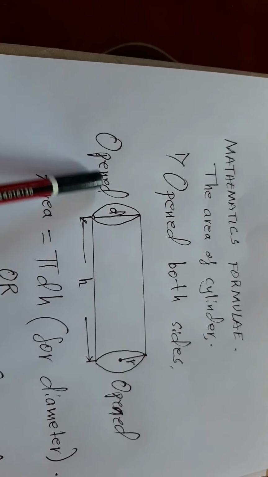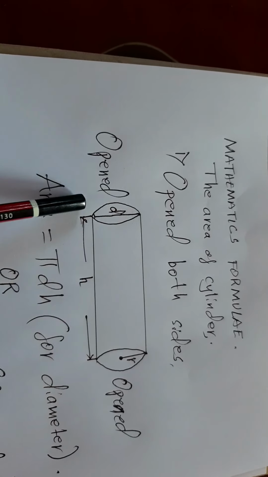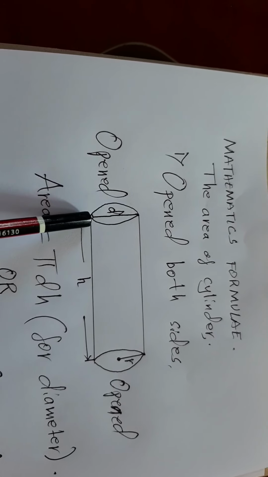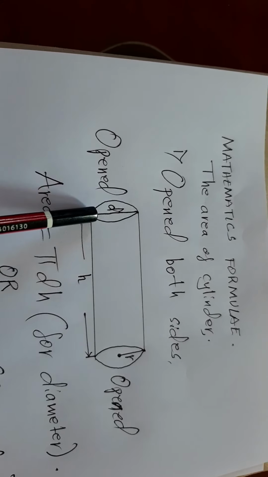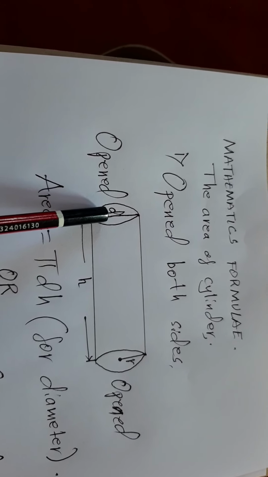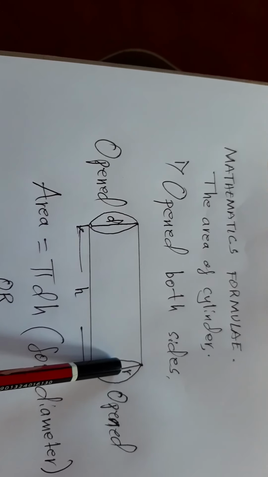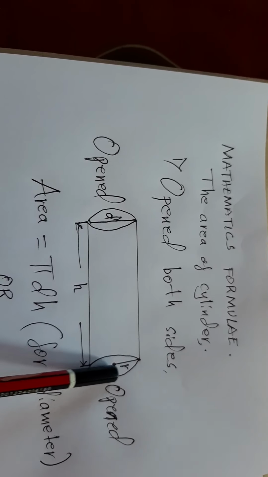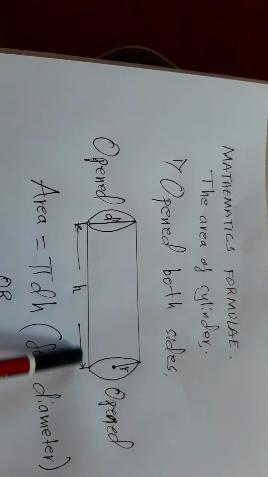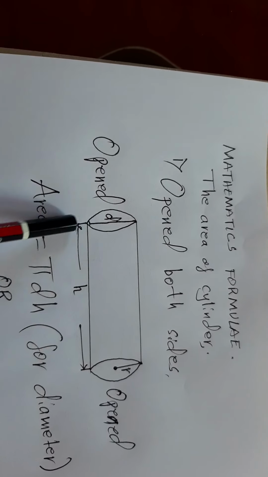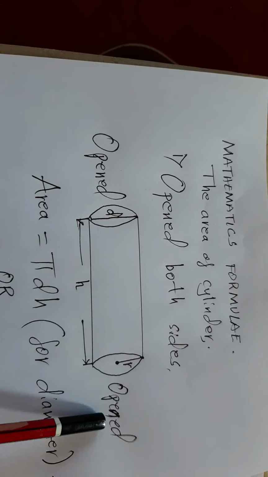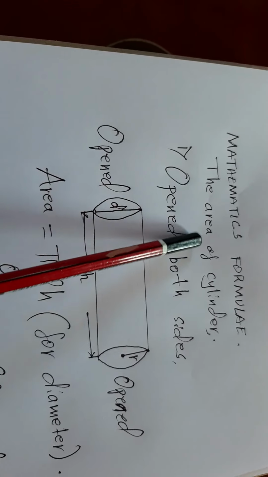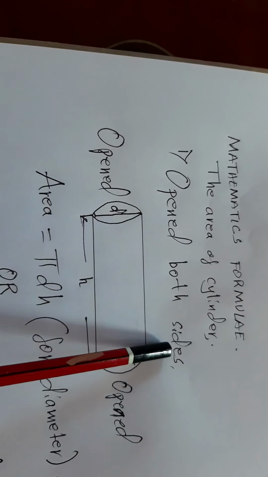As you see here, we have a cylinder. And from there, we try to show this circle concerned with the letter D, meaning diameter, and this one concerned with R, meaning radius. And this is the height. But this is a cylinder, open on both sides. Here you see the area of a cylinder open on both sides.